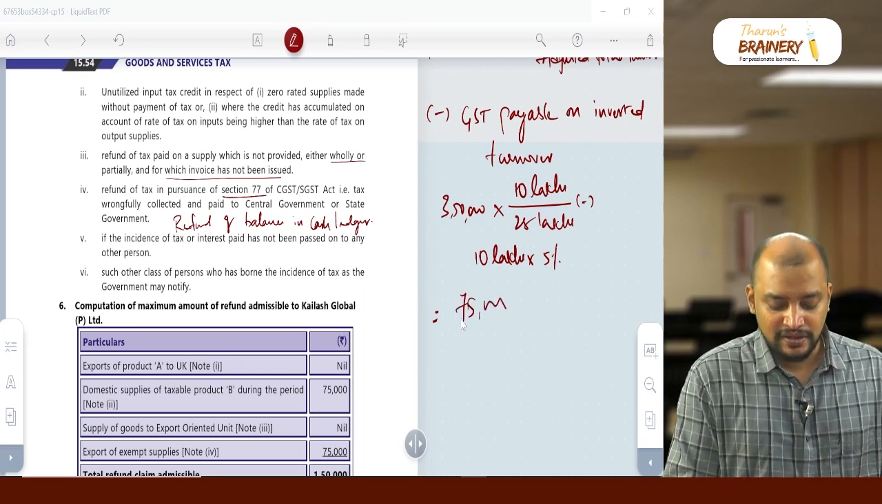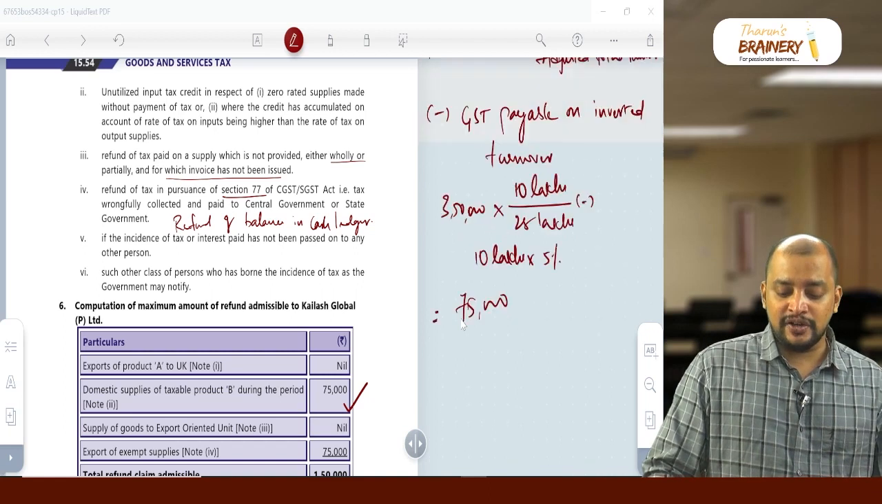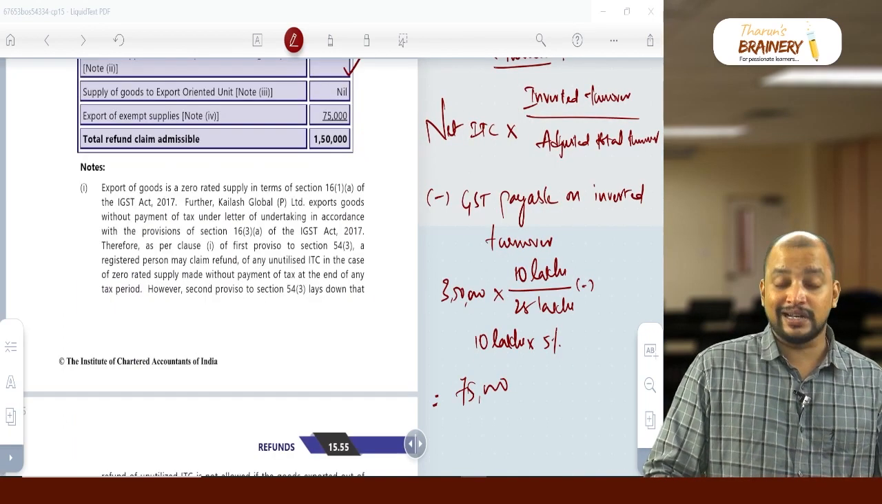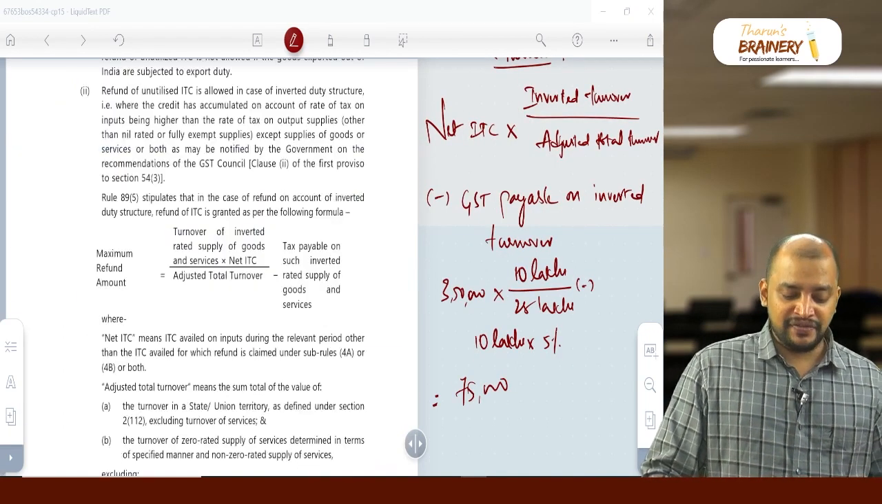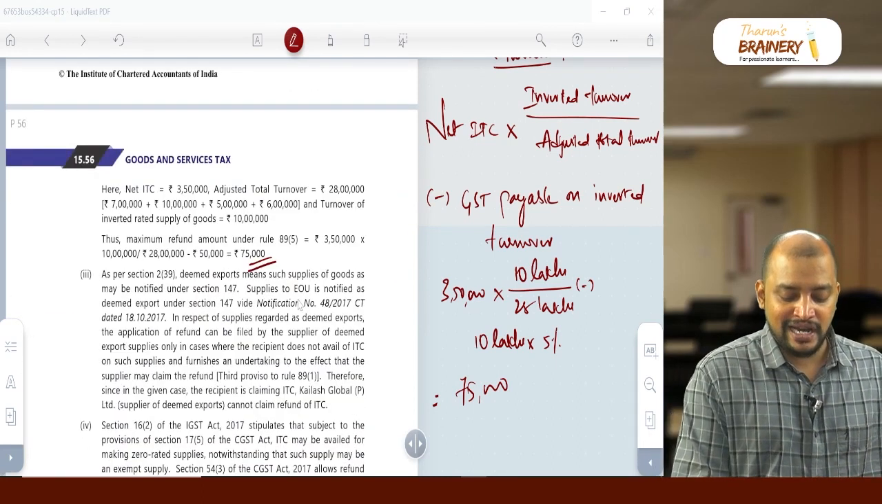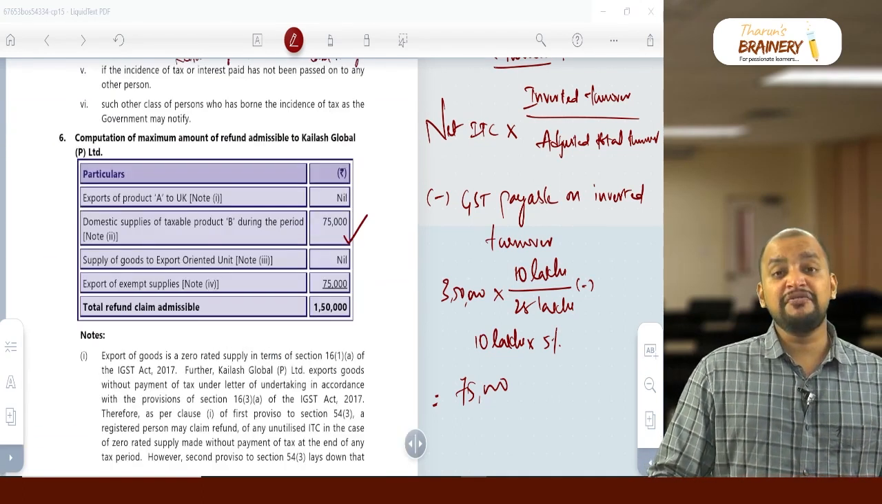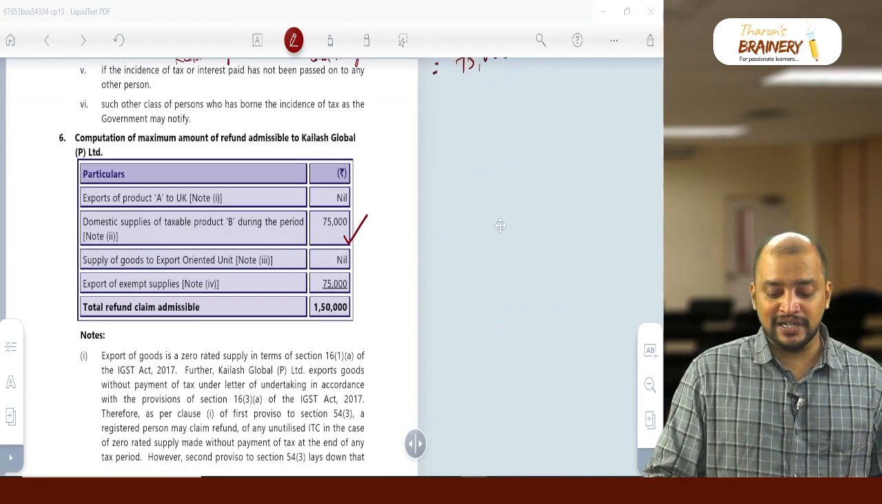So 75,000 is the refund. So 75,000 is the refund that we got in case of inverted turnover, that is refund of unutilized ITC. So that is the full explanation, and finally we got the answer 75,000. This is in case of refund of unutilized ITC on account of inverted turnover.